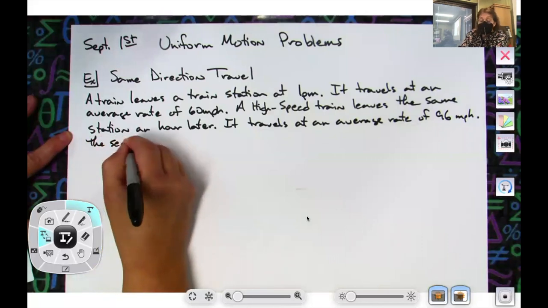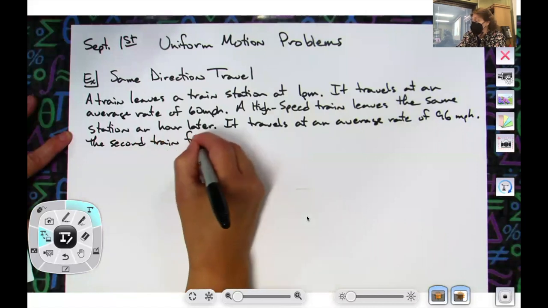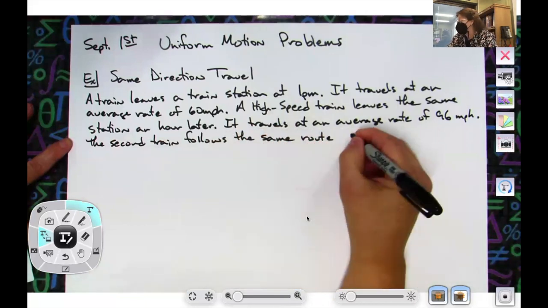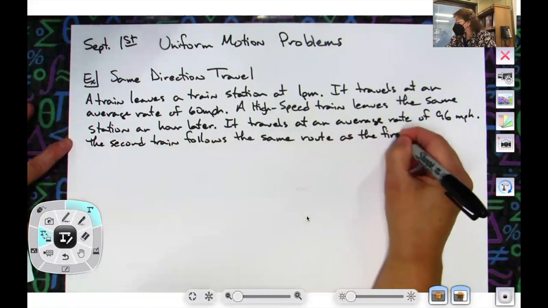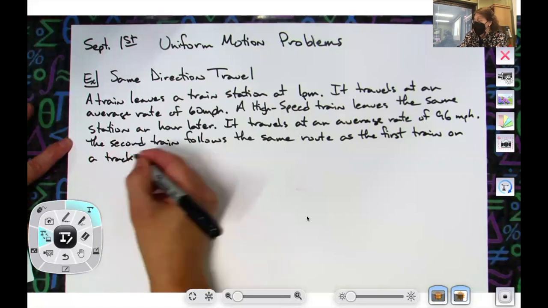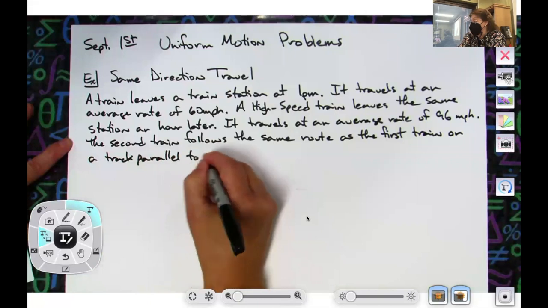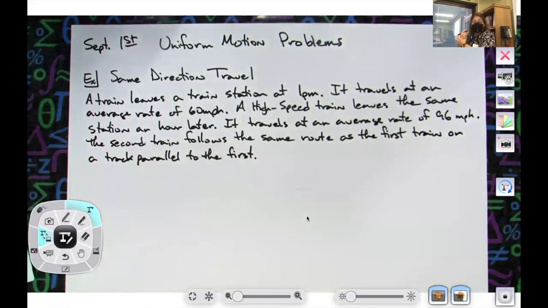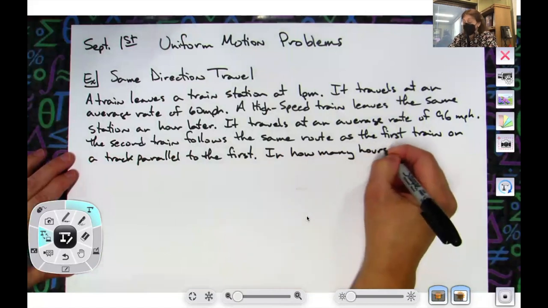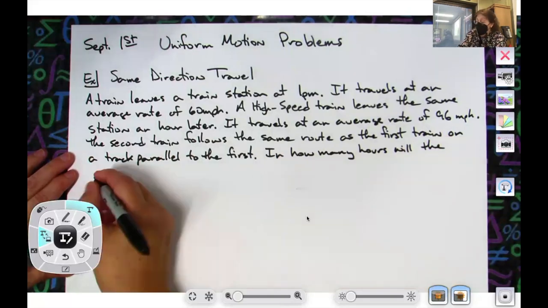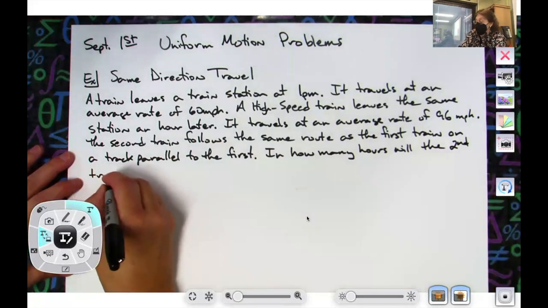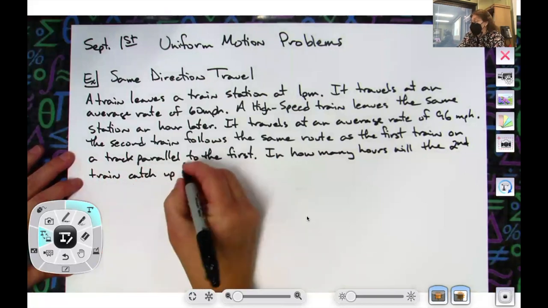The second train follows the same route as the first train, on a track parallel to the first. In how many hours will the second train catch up with the first train? At this point you can tell I'm getting a little bit tired, so we're doing first train, second train.